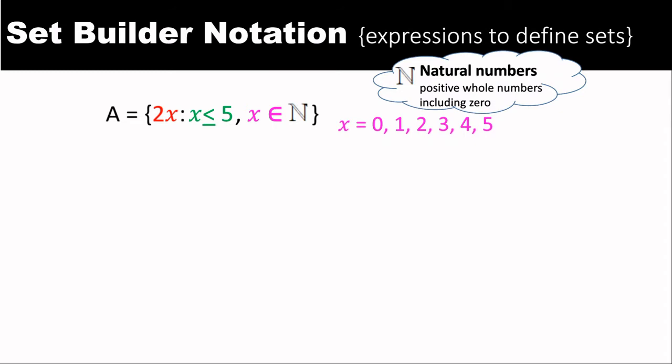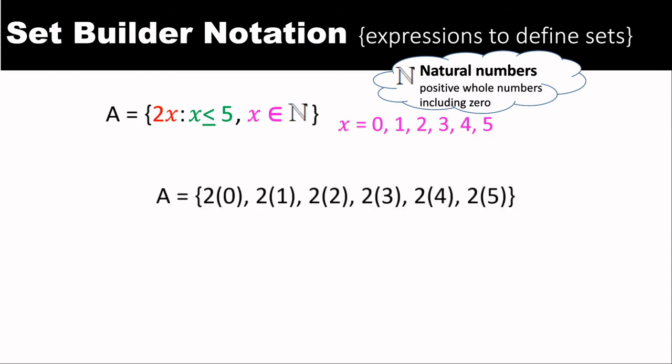That means that A includes all of the values 2x. That would be 2 times 0, 2 times 1, 2 times 2, 2 times 3, 2 times 4, or 2 times 5, which work out to be the numbers 0, 2, 4, 6, 8, 10. Notice that these are just the even numbers between 0 and 10 inclusive. But I've used set builder notation to define them.